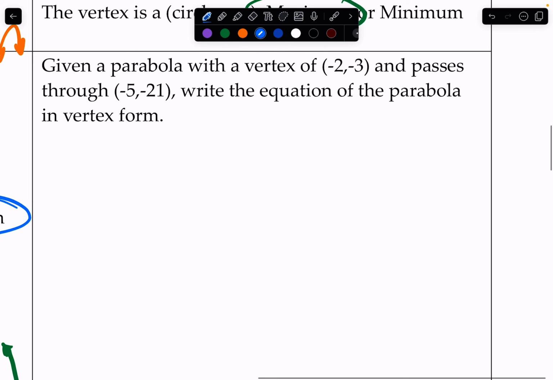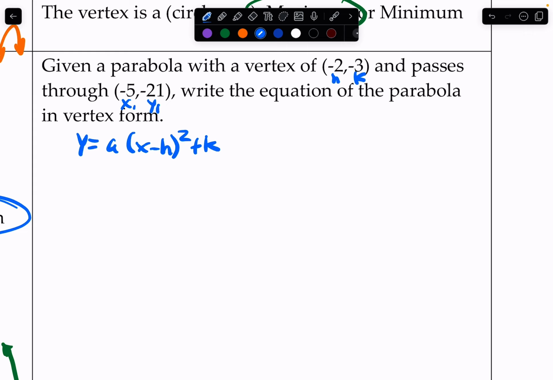Given a parabola with a vertex of negative 2, negative 3, and passes through negative 5, negative 21, write the equation of the parabola in vertex form. So, vertex form, y equals a times x minus h squared plus k. Guess what? We're given the vertex. That's h and k. We're given an extra point. That could be an example x and an example y.